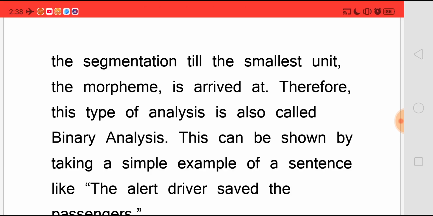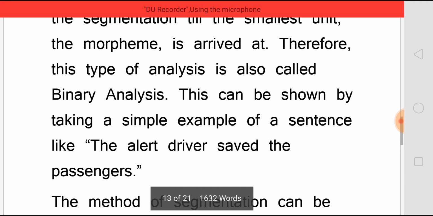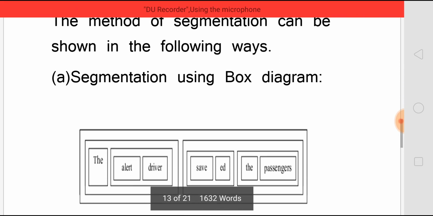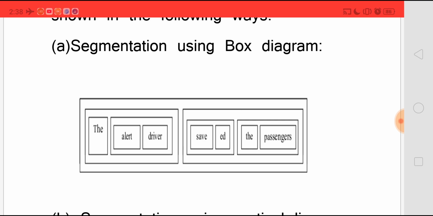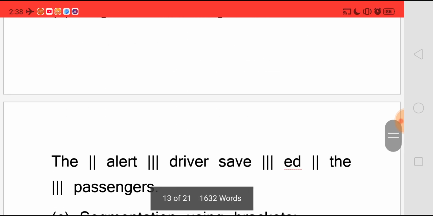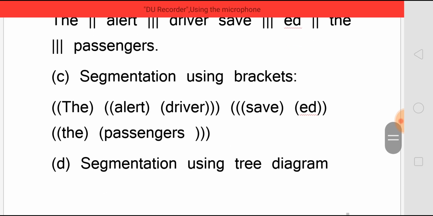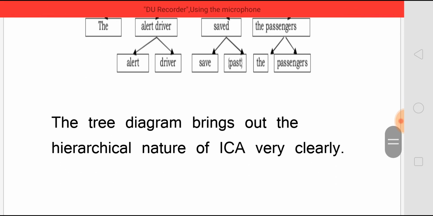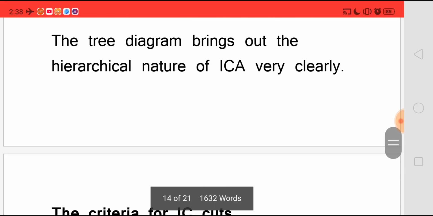This can be shown by taking a simple example of a sentence like, the alert driver saved the passengers. The method of segmentation can be shown in the following ways. It can be shown in a box diagram like this, or it can be shown in vertical lines like this, or it can be shown in brackets like this, or it can even be shown in a tree diagram like this. The tree diagram brings out the hierarchical nature of ICA very clearly.